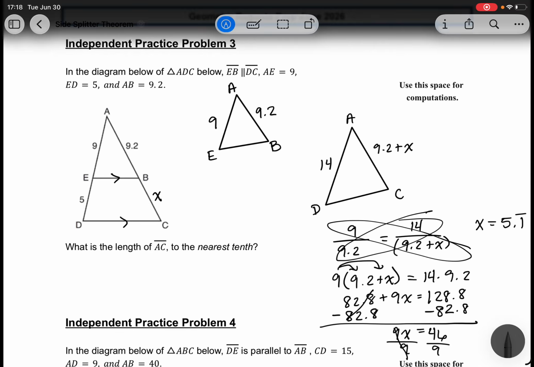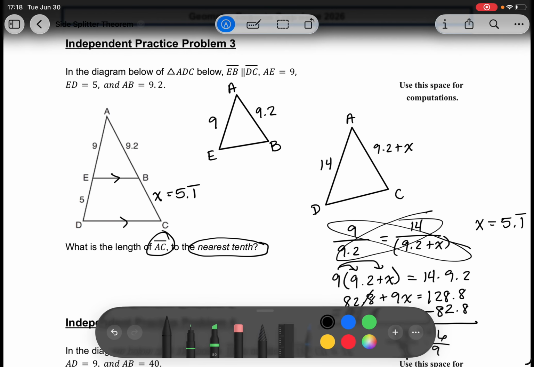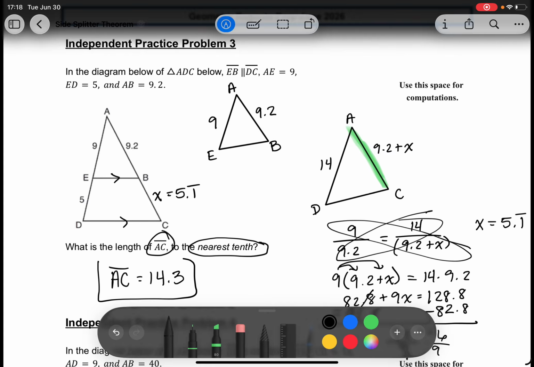So once again, those alarm sounds should sound. So we need to figure out what we need to round to, which is the nearest tenth. And we're also solving for line segment AC. So we know that x equals 5.1 repeated. So now I'm just going to add that 5.1 repeated with 9.2 and then round at the end. So AC equals 14.3 after we round to the nearest tenth.